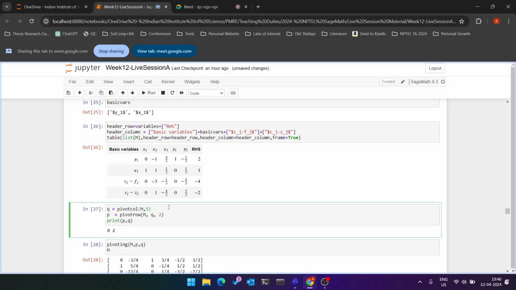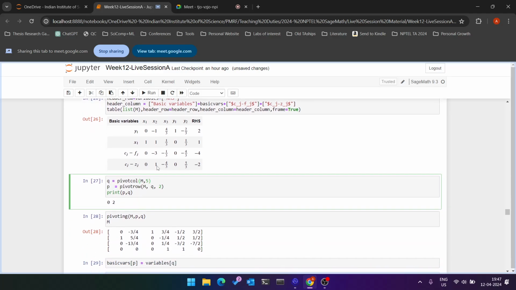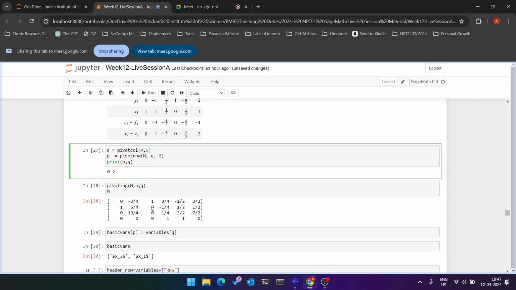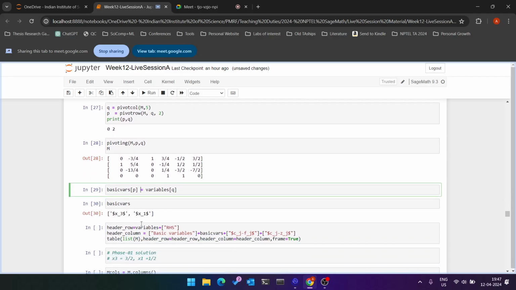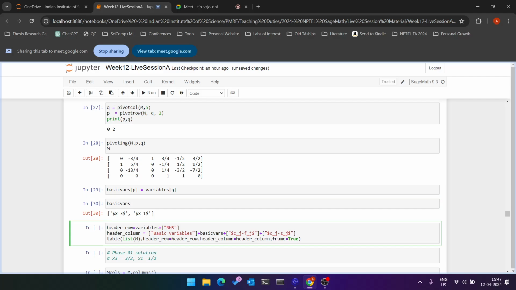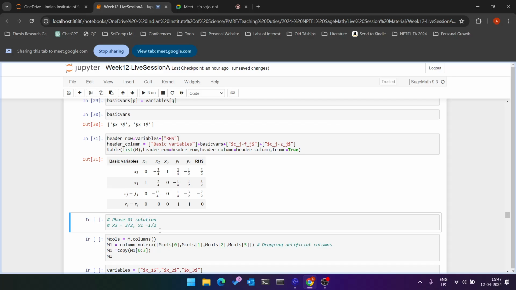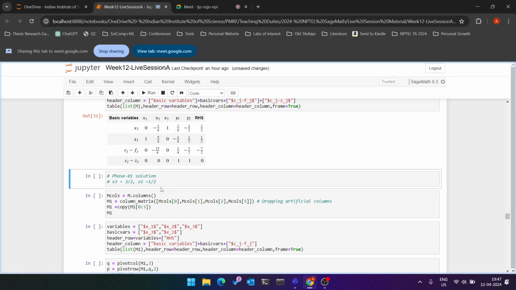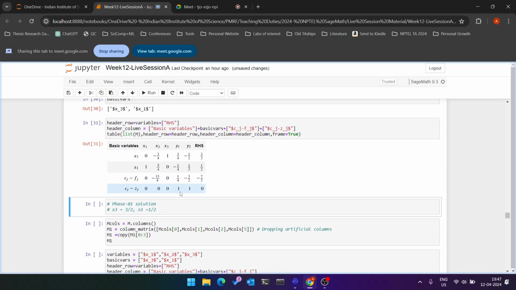I again use the pivot column, pivot row functions to determine where to move around. So 0, comma 2. So basically, I think y1 and x3 will be interchanged. If I run the pivoting and then add the correct basic variables, this is how it looks. Now if I print out my new table, this is what it seems. So x3, x1 are now my basic variables. So this completes phase 1. All of them are non-negative. x1, x2, x3 are all going to 0.